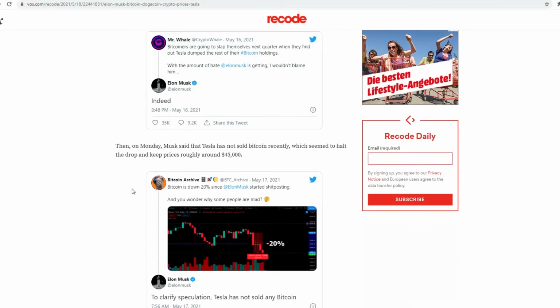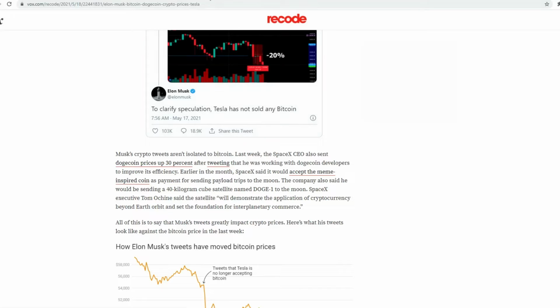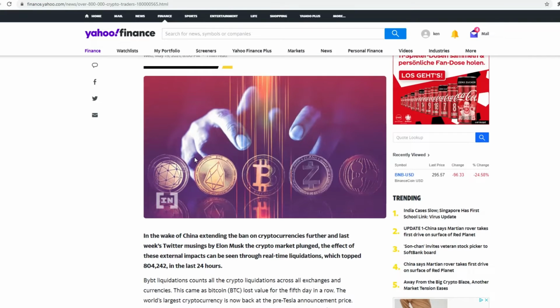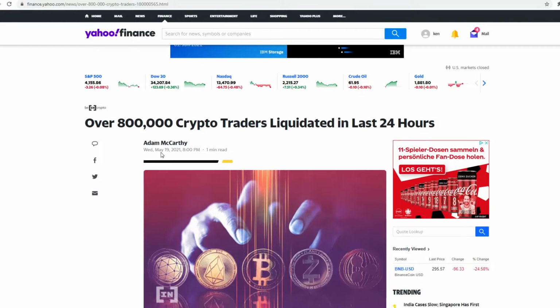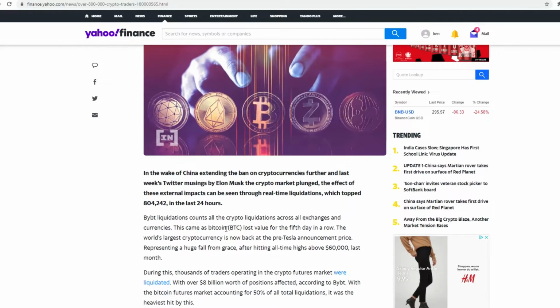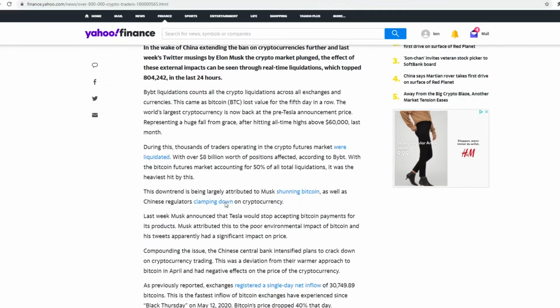And this has obviously had an impact. And obviously you can clearly see what's happened there. Then due to that, in addition to that, over the last few days, we've really seen 800,000 crypto traders liquidated in the last 24 hours. This is on the 19th of May. So this is due to people being over leveraged, total margin calls occurring, liquidations taking place.